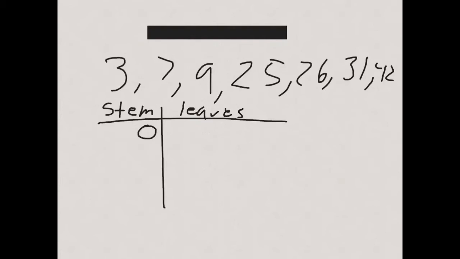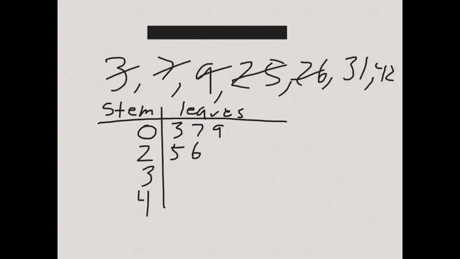What's the first digit for 25 and 26? 2. For 31, 3, and then 42 would be 4. You notice I skipped 1 because I don't have anything like 10, 11, 12, 17, anything that has a 1 first. So let's start with 3, 7, and 9. Now, those are out of the way. How about 25, 26, those are done, 31, and then 42.